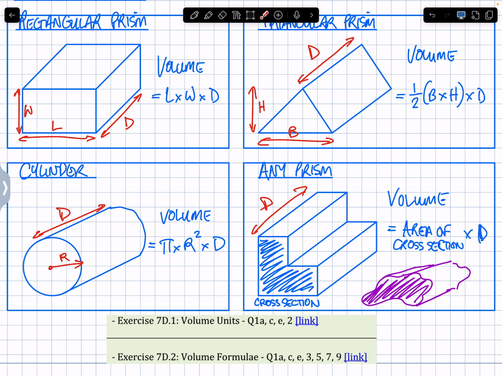All I'd ask you, please, for the rest of the double, while you're writing your email as well, volume units, use the flowchart. Volume formulae, use these formulae for volume to answer those questions, please. Go.